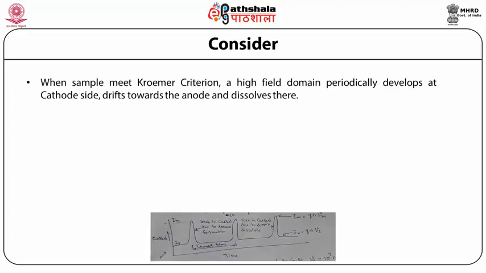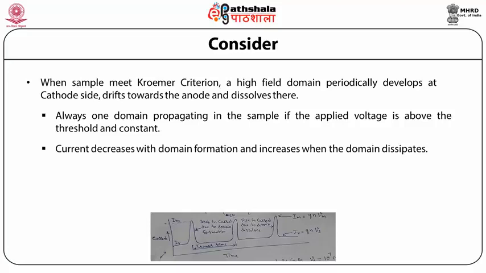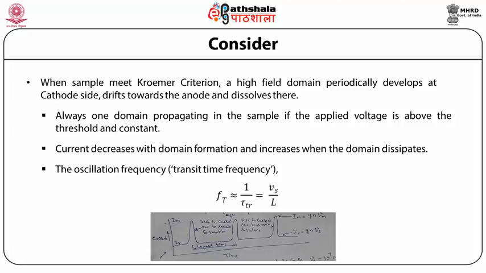When the sample meets the Kroemer criterion, a high field domain periodically develops at the cathode side, drifts towards the anode and dissolves there. So this implies there is always one domain propagating in the sample if the applied voltage is above the threshold and constant. Here the current decreases with domain formation and increases when the domain dissipates. The oscillation frequency or the transit time frequency is Ft approximately 1 by tau Tr equal to Vs by L, and all these parameters are shown in this figure.